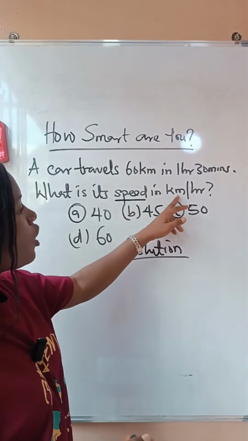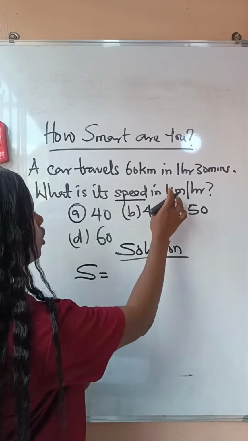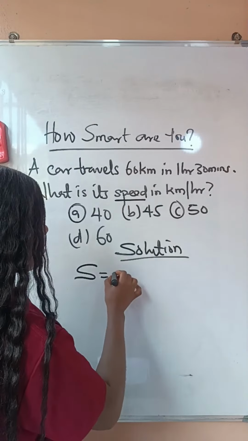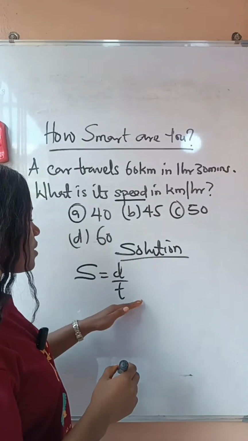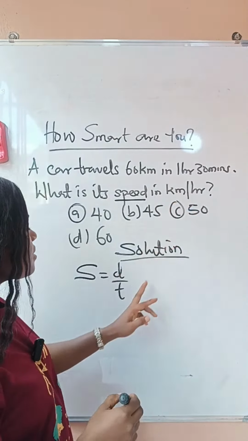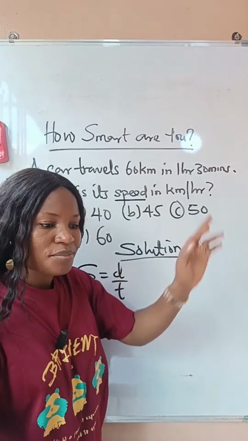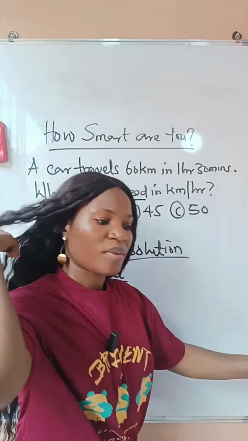Now, speed is in kilometer per hour. That means the speed we are looking for is kilometer, which is distance, over hour, which is time. And this is telling us that our distance must be in kilometer and our time must be in hours. Okay? So that is the first thing.